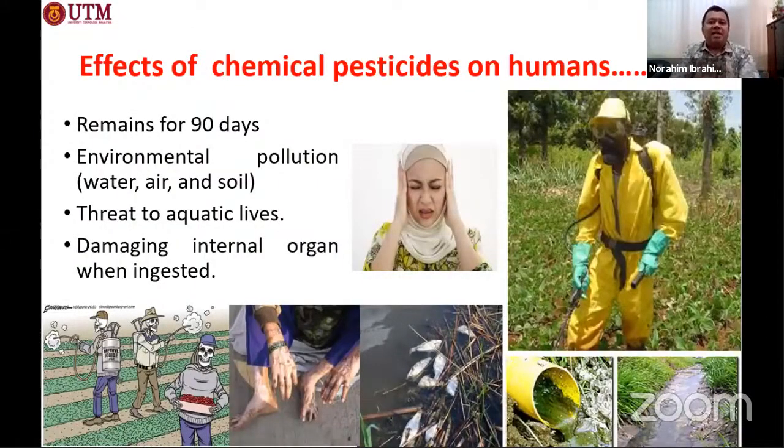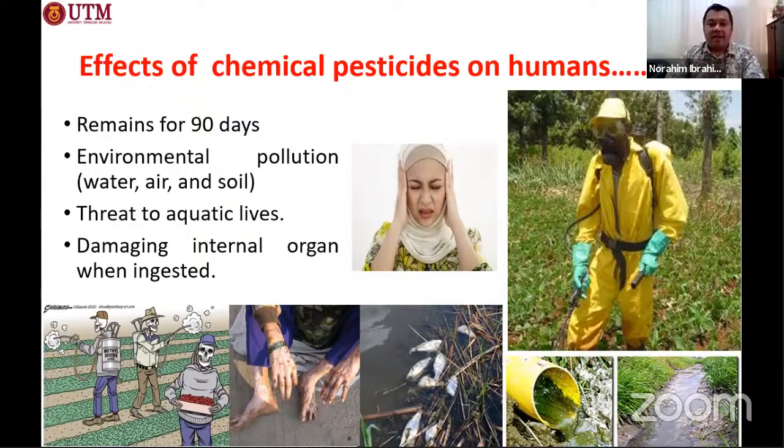Okay. So what do chemical pesticides do to humans? First thing, they remain for 90 days. Let's say you spray hari ini, you start applying chemical pesticide on your crops.